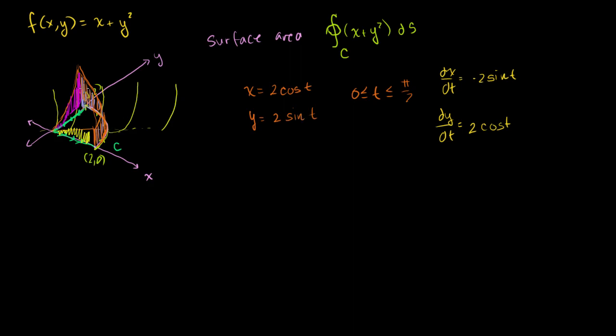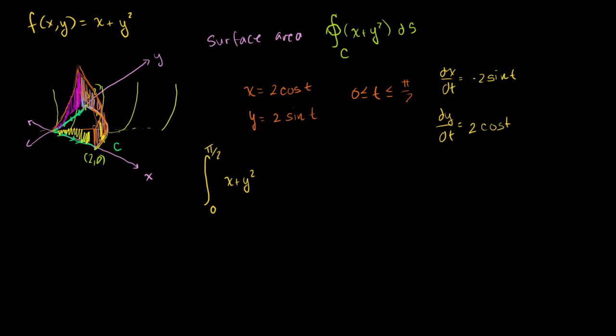So if we want this orange wall's surface area, we can take the integral. And if any of this is confusing, there are 2 videos before this where we derive this formula. But we could take the integral from t is equal to 0 to pi over 2 of our function, x plus y squared, and then times ds. So x plus y squared will give the height of each little block, and then we want to get the width of each little block, which is ds.